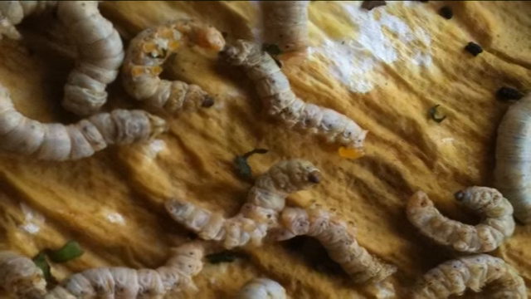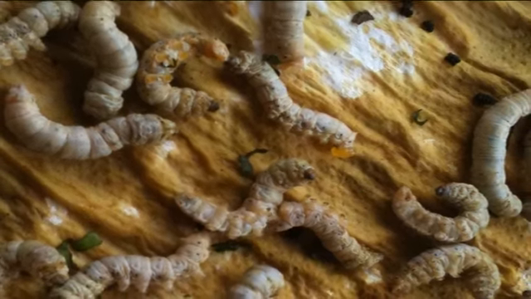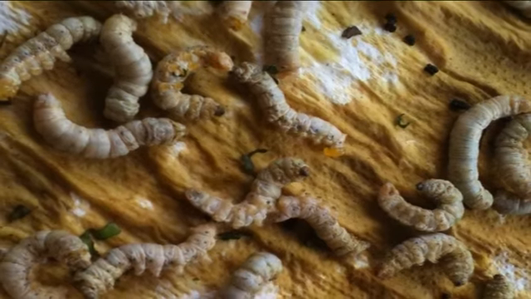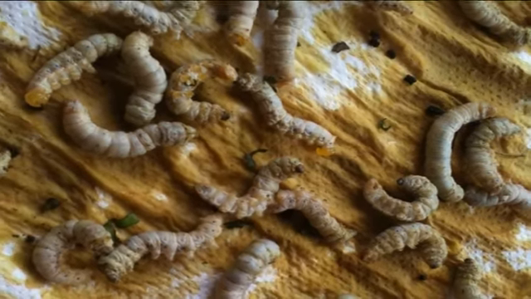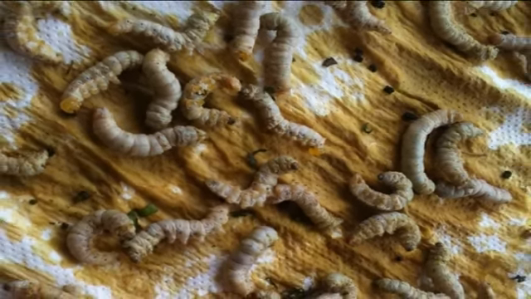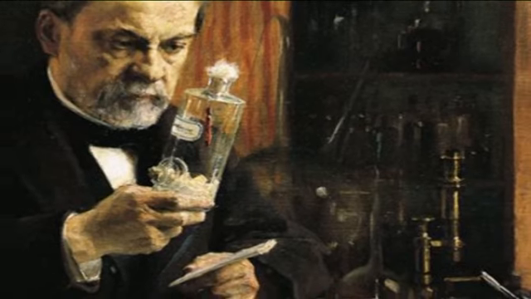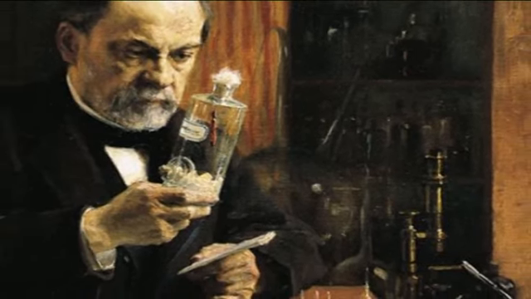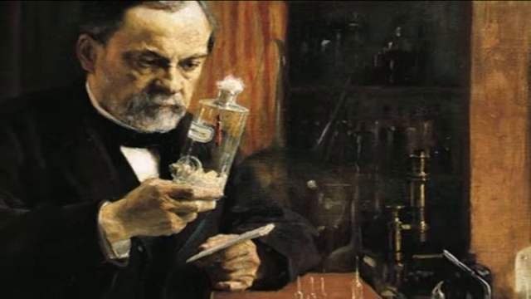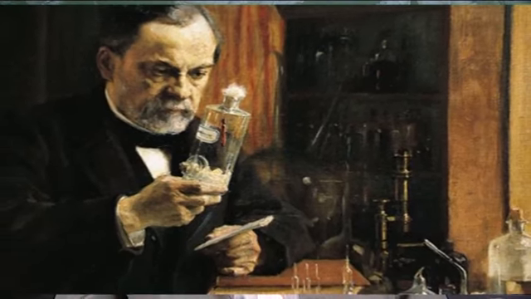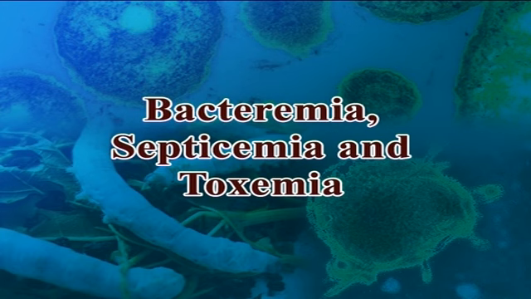Flacherie in silkworms is a syndrome characterized by flaccidity of the larval body. The flaccidity caused by bacteria is referred to as bacterial flacherie. Louis Pasteur reported bacteria as the etiological agent of flacherie in silkworms as early as 1870. The diseases in silkworms caused by bacteria are generally classified as bacteremia, septicemia and toxemia.